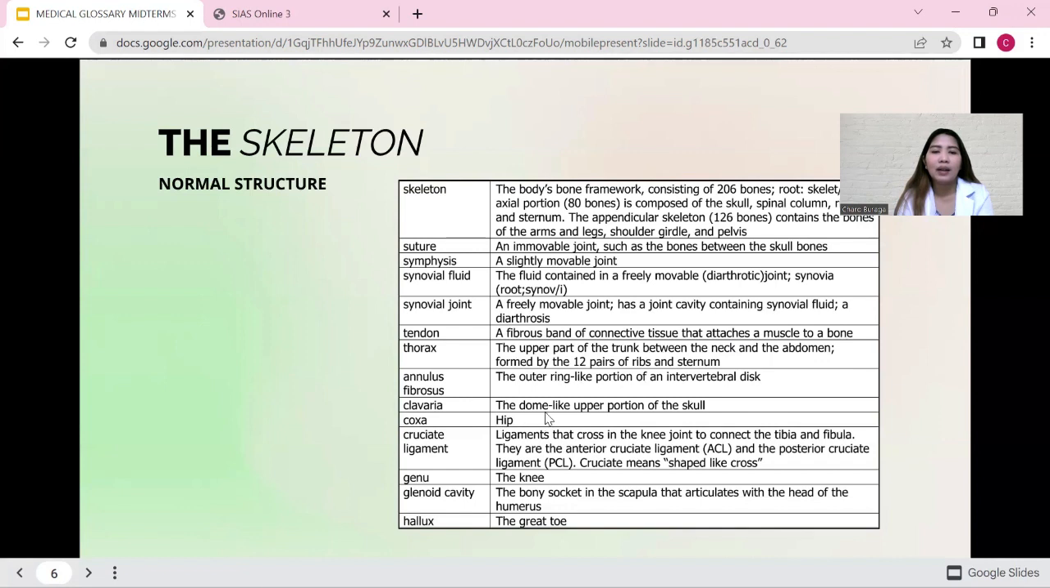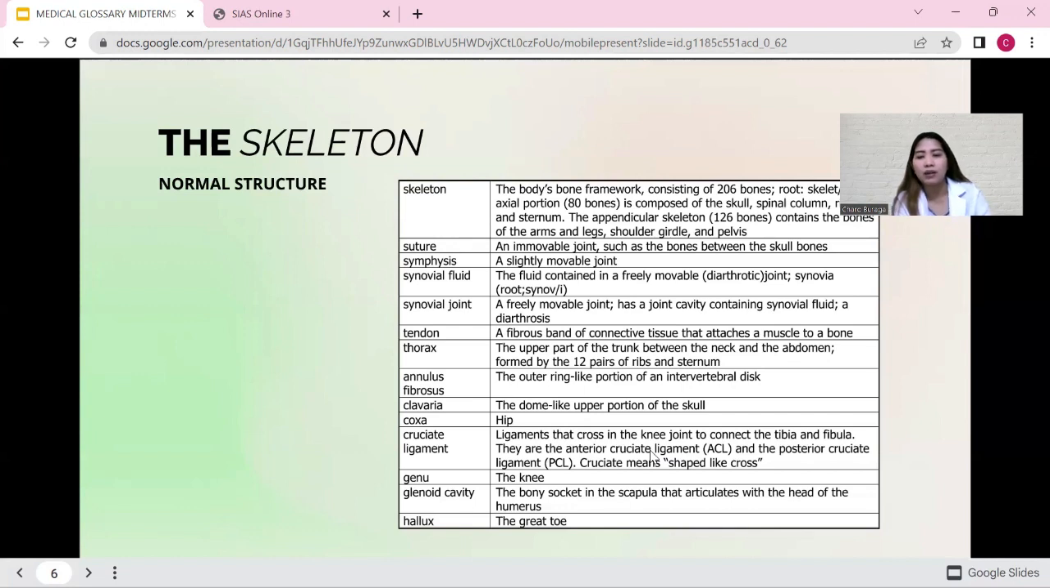Okay, calvaria, the dome-like upper portion of the skull. Ibig sabihin, dome, yung pag-ganon. Okay, coxa, andito sa hip. The cruciate ligament, ligaments that cross in the knee joint. Okay, when you say ligament, yung nagdudugtong sa buto. Okay, mayroon siyang thread, siyang ganon, no? Nagko-cross siya, pag cruciate ligament, dito nakalocate siya sa knee joint, okay? Na nagko-connect kay tibia and the fibula.